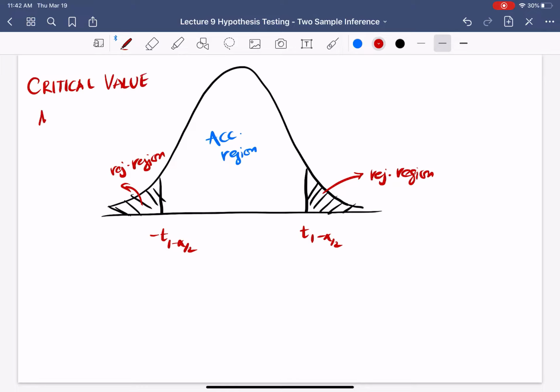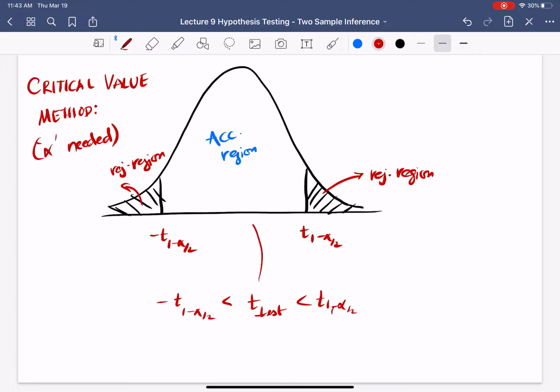Critical value method, again I'm going to remind you, we need alpha to do the critical value method. So if the t-test value lies between minus t1 minus alpha by 2 and t1 minus alpha by 2, which is basically in this region, then we accept H0. If the t value is either in this region or in this region, then we reject H0.